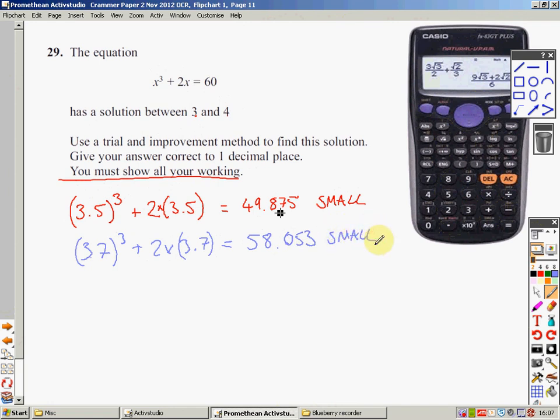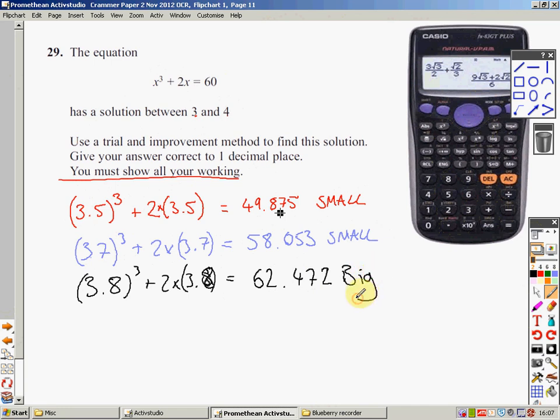Again, I'm too small. Right, let's try another one. Let's try 3.8. Doing a different colour again for you. Get you interested. 3.8 cubed plus 2 times 3.8 equals. God, that pen's really not working well today. Okay, and again, I'm just going to do the replay button on my calculator and change the 0.7s to 0.8s. I'm not as quick as some of you I see in a lesson, but I'll get there eventually. And that's given me an answer of 62.472. And that's good because that one's too big.